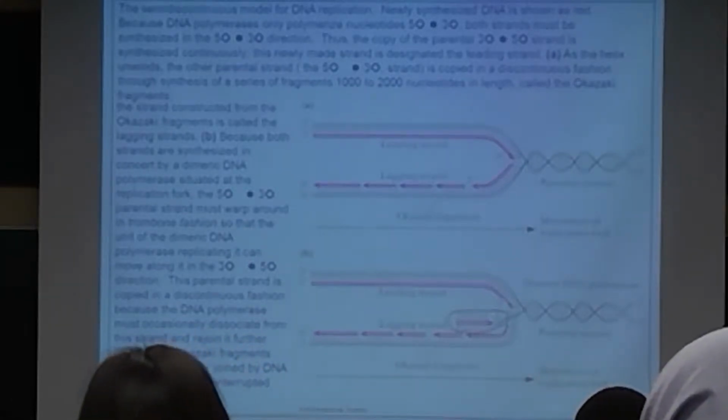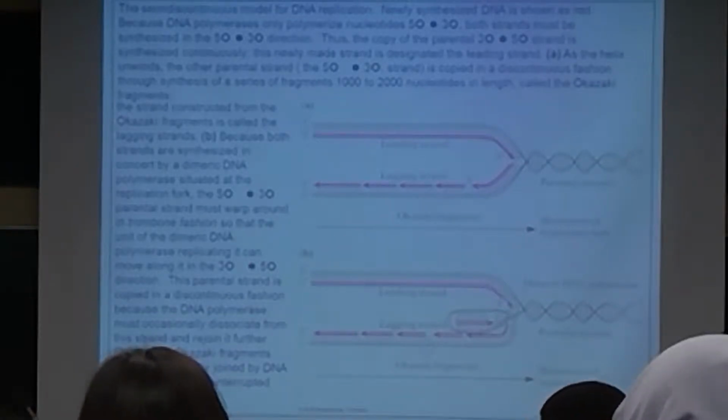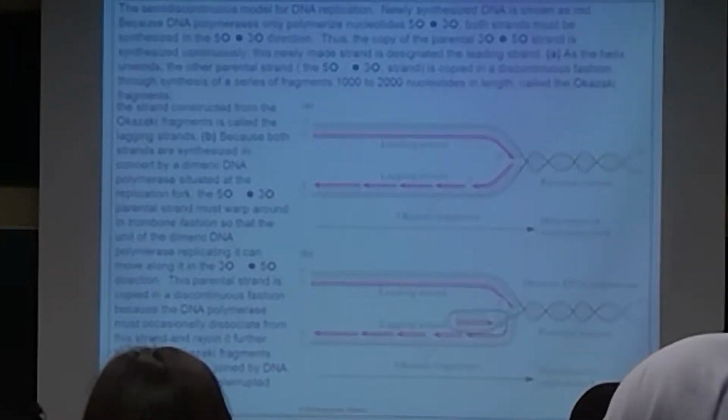So you have taken the E. coli cell, add 32P dATP for maybe, let's say, 2 minutes. Alright?